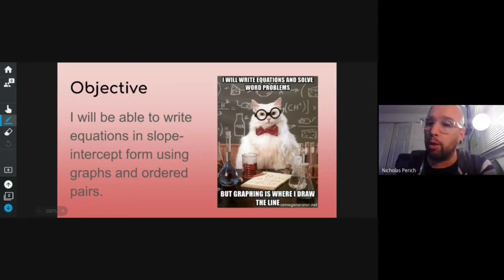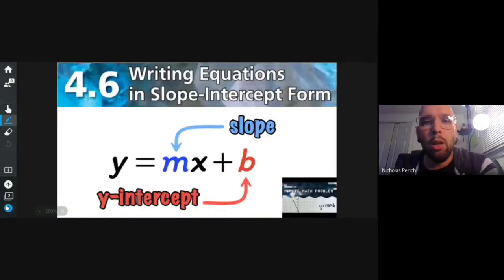All right, I will be able to write equations in slope-intercept form using graphs and ordered pairs. This is a 2-part lesson, and this is going to be the last lesson of Chapter 4. Remember that old friend, writing equations in slope-intercept form? Well, this is slope-intercept form.